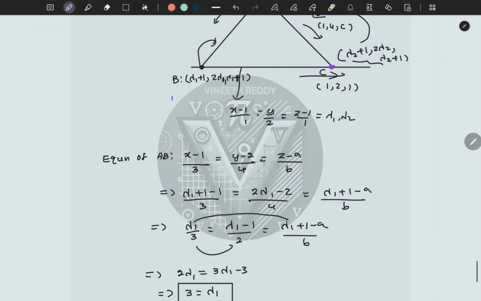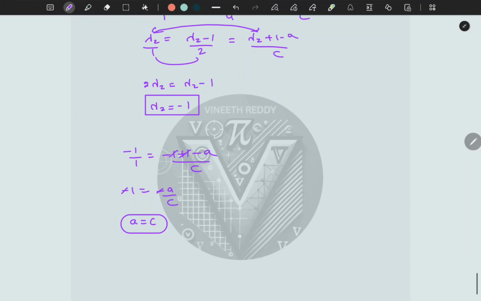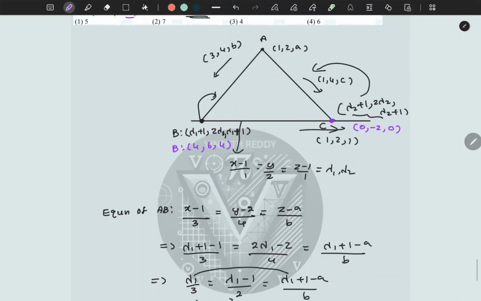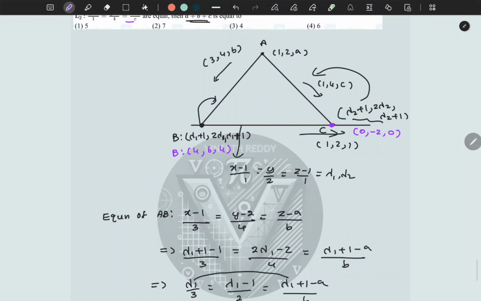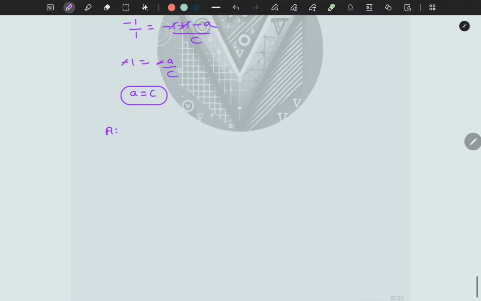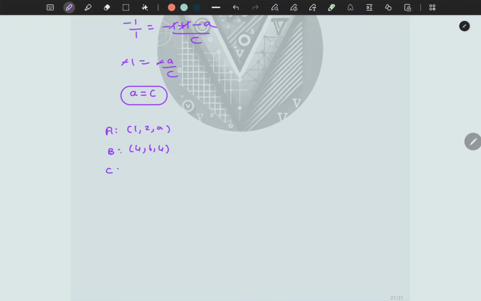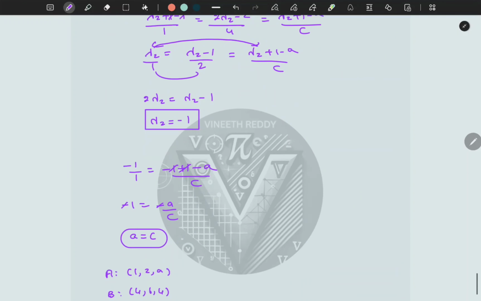Since lambda 1 is 3, let us find B. So B will be 3 plus 1 will be 4, 2 into 3 is 6, 3 plus 1 is once again 4, and since lambda 2 is minus 1, point C will be minus 1 plus 1 is 0, minus 2, 0. So I think we have to equate these distances of AB and AC. So let me write down clearly. Point A is 1 comma 2 comma A, and point B is 4 comma 6 comma 4, and point C is 0 comma minus 2 comma 0.